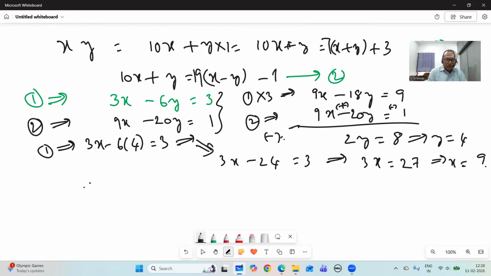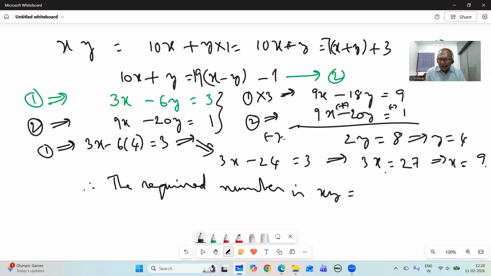Therefore the required number is xy. In place of x you have to take 9, and in place of y you have to take 4. So this is your number 94, right?